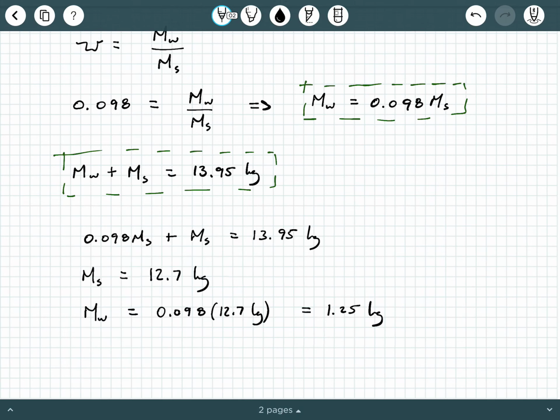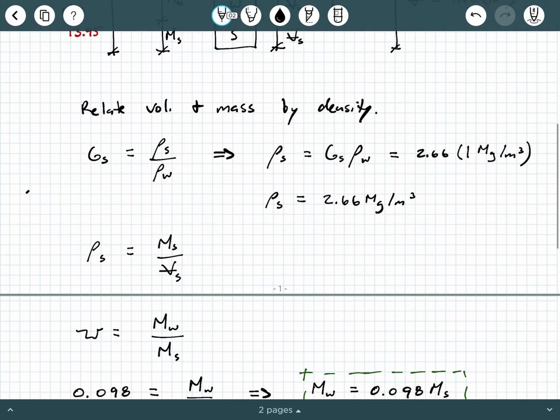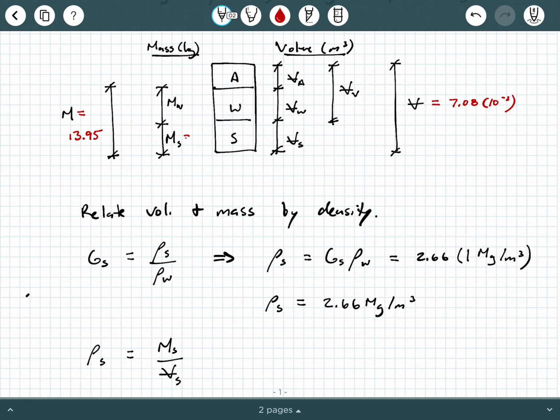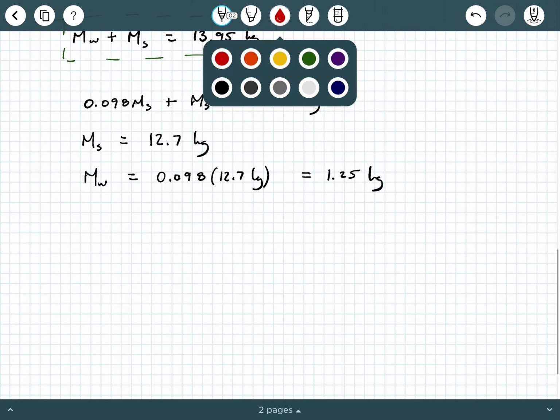So let's go ahead and populate our phase diagram with these two new values, all right? So my mass of soil solids is 12.7. My mass of water is 1.25. So check that out. The entire mass side of my phase diagram is done, right? So now let's pull these density relations out of our back pocket and go from mass over to volume using definitions of density, okay?